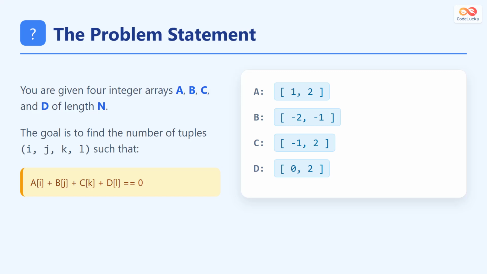Here is the challenge. We are given 4 integer arrays, A, B, C, and D. All of them have the same length, and our task is to calculate how many tuples, I, J, K, L, exist such that the sum of the elements at these indices equals 0. Essentially, we pick one number from each array, add them up, and check if the result is 0.